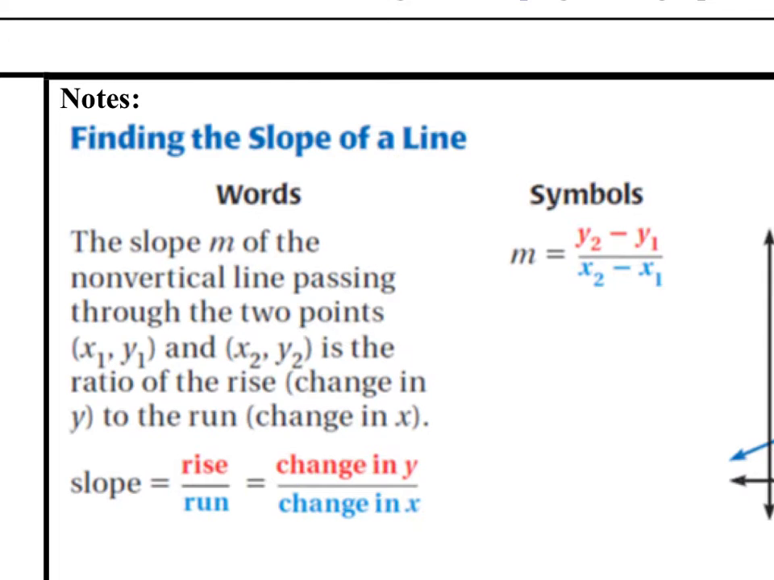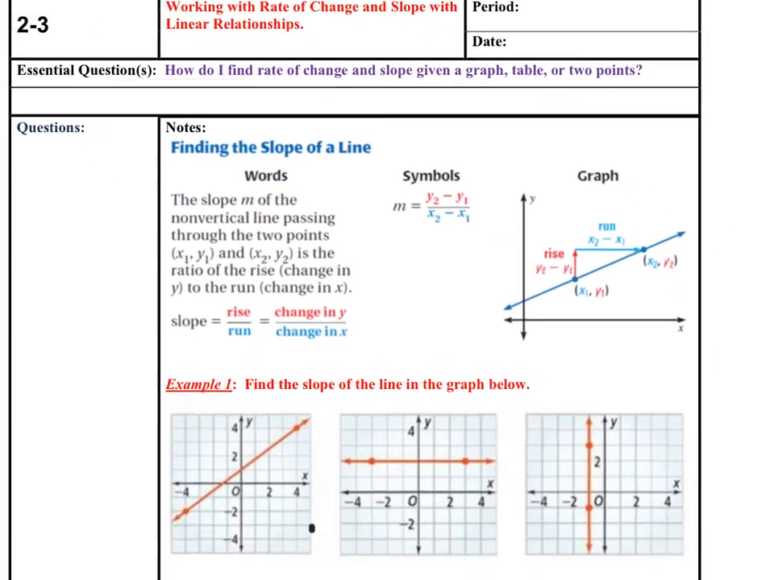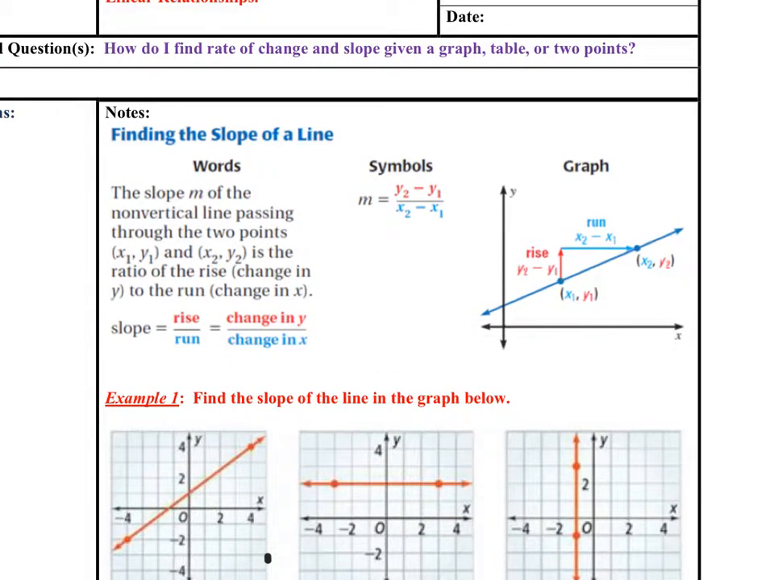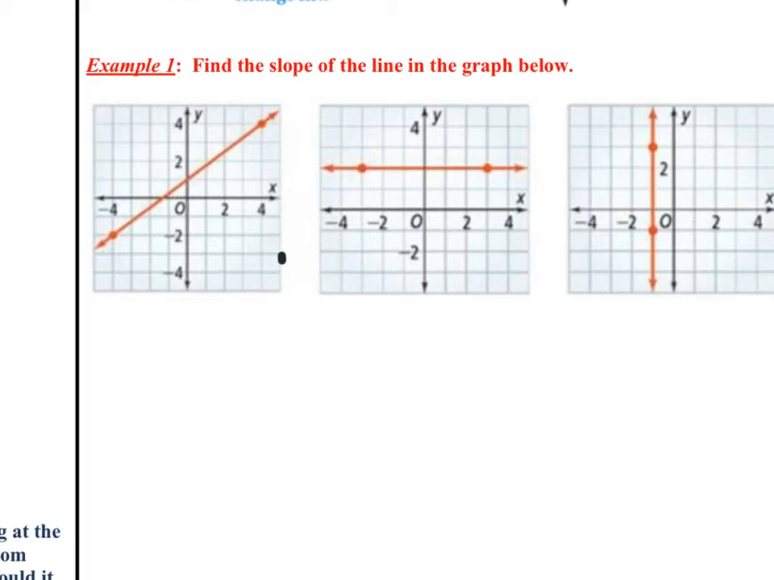Because we're subtracting, that's finding the change in the y's. We're subtracting the x's, we're finding the change in the x. Great. Let's just go ahead and move on. First thing we're going to do is find slope from a graph.